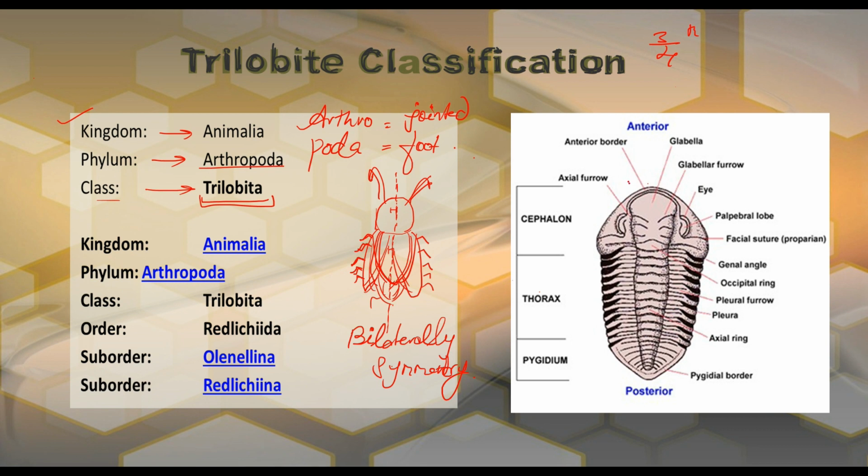So see, this is the beautiful diagram of Trilobita. This is the anterior position, this is the posterior position. Here the head, cephalon, is actually the head, and thorax is our abdomen part, and pygidium is actually the tail. So you can see the trilobita is divided into three: head, thorax and pygidium.